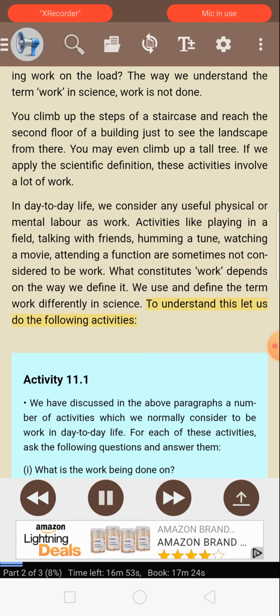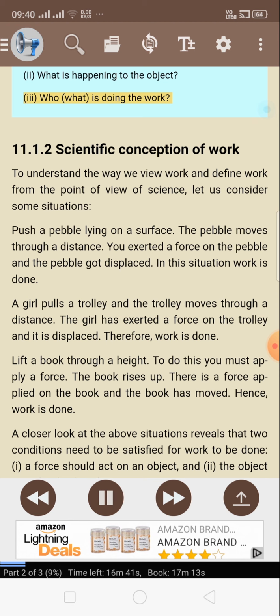To understand this, let us do the following activities. Activity 11.1. We have discussed in the above paragraphs a number of activities which we normally consider to be work in day-to-day life. For each of these activities, ask the following questions and answer them. One, what is the work being done on? Two, what is happening to the object? Three, who or what is doing the work?